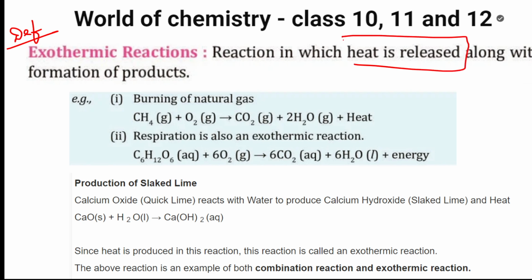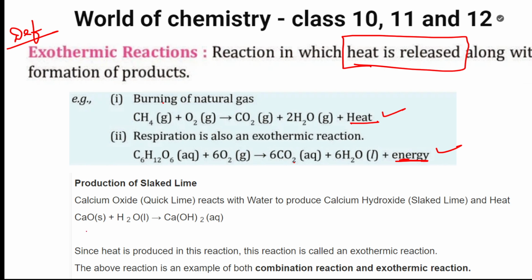This is the key word. What are examples? One is burning of natural gas. Yes, methane is a natural gas. See here, heat is generated. Respiration is an exothermic. Why? Heat is generated, energy is generated.